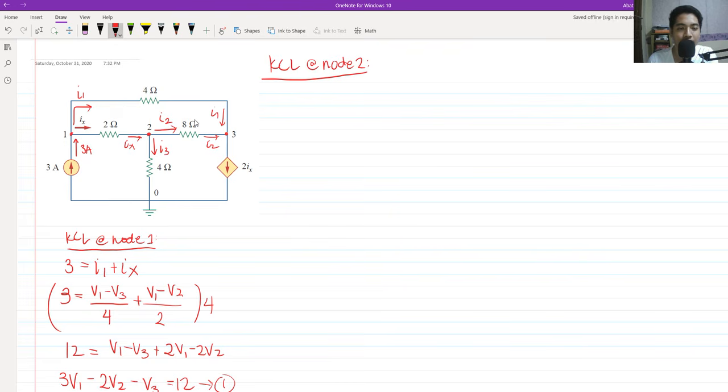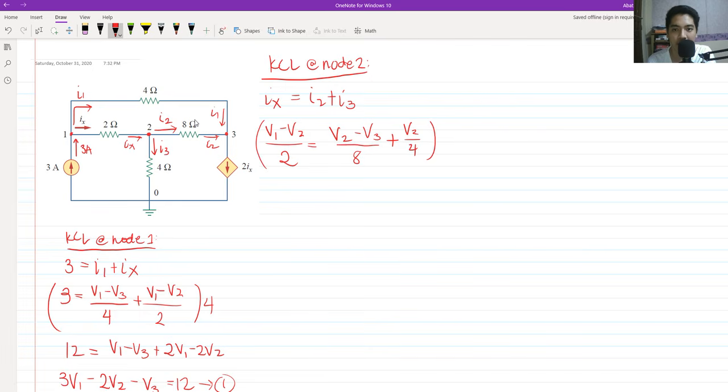If we have a KCL at node 2, current entering is Ix equals current leaving. So we have I sub 2 plus I sub 3. Ix, we already have that. So we have V1 minus V2 all over 2 equals I sub 2. I sub 2 passes through the 8 ohms from node voltages V sub 2 and V sub 3. So we have V sub 2 minus V sub 3 all over 8. And then we have the current leaving, I sub 3, so we have V sub 2 all over 4.